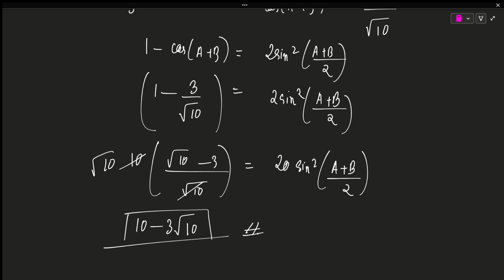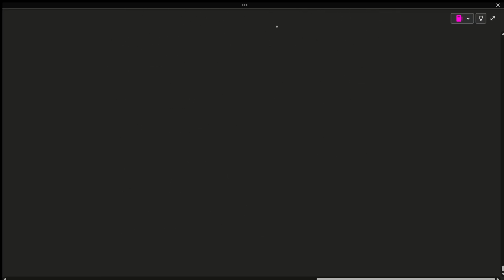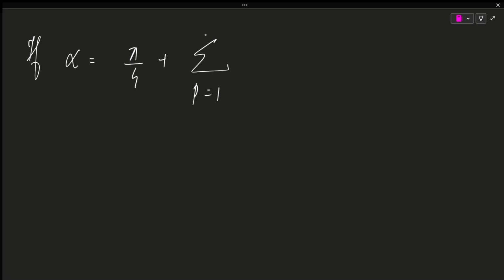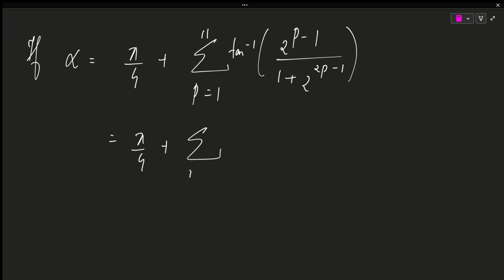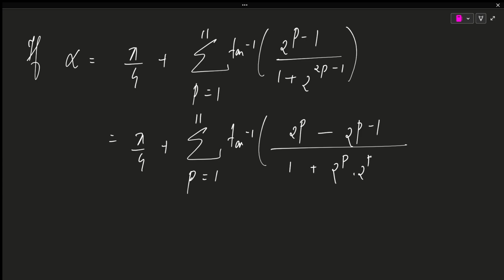Okay, now the next question I have is a popular question. So the question is, if alpha is equal to pi by 4 plus summation p equal to 1 to 11, tan inverse 2 to the p minus 1 upon 1 plus 2 to the power 2p minus 1. Okay, then this will be pi by 4 plus summation p equal to 1 to 11, tan inverse. I can write this as 2 to the power p minus 2 to the power p minus 1, over 1 plus 2 to the power p into 2 to the power p minus 1.